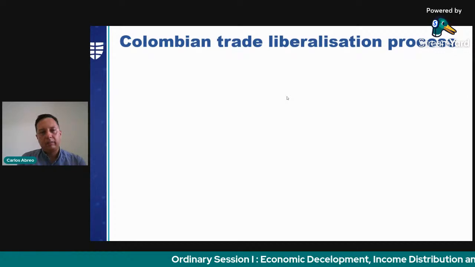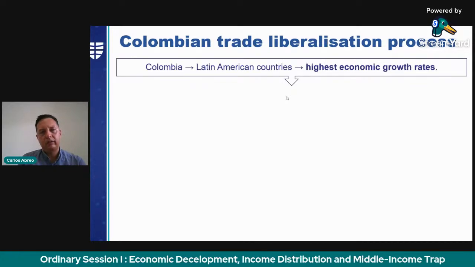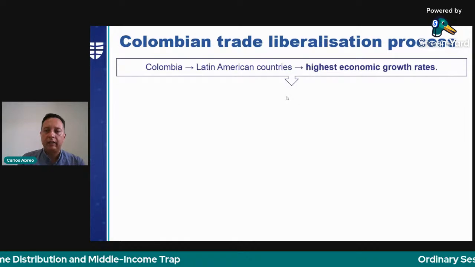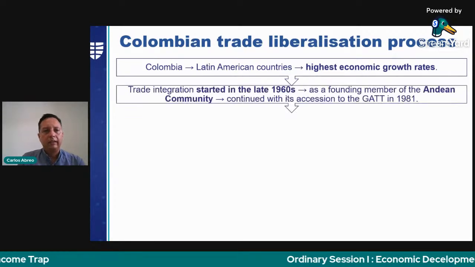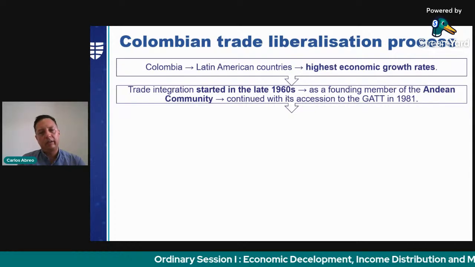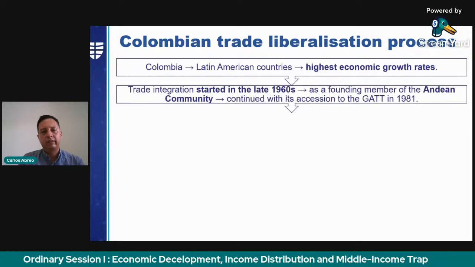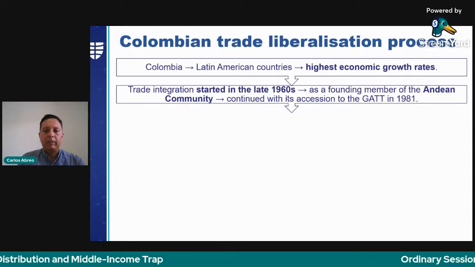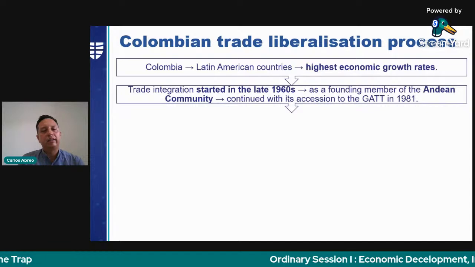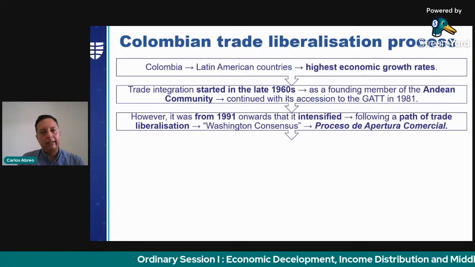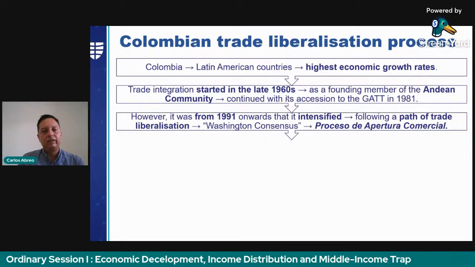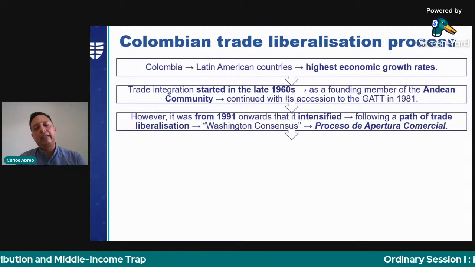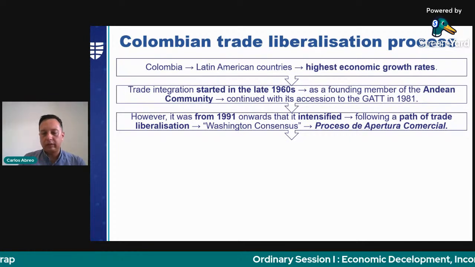Now some facts about the Colombian trade liberalization process. Colombia is one of the Latin American countries which have presented one of the highest economic growth rates in the last 3 decades, I can say. The Colombian economic trade integration started in the late 60s when Colombia became a member of the Andean Community through the Cartagena Treaty, and then when Colombia became a member of the General Agreement on Tariffs and Trade in 1981. But this process of trade integration was intensified after 1991, when Colombia decided to follow a path of trade liberalization promoted by the Washington Consensus.